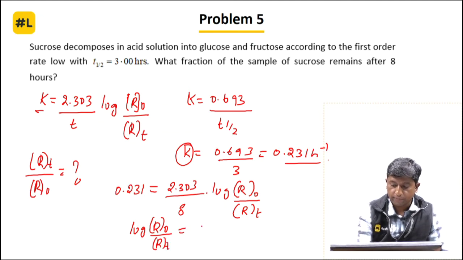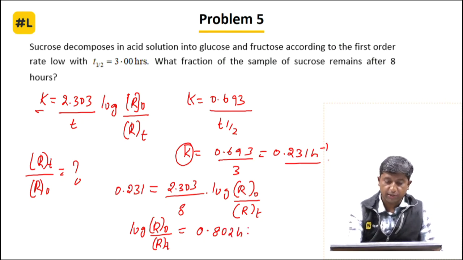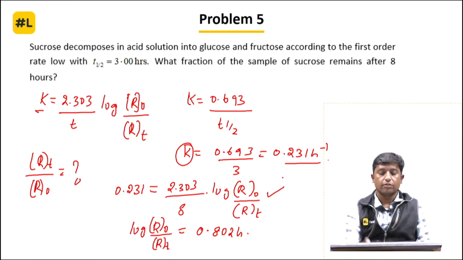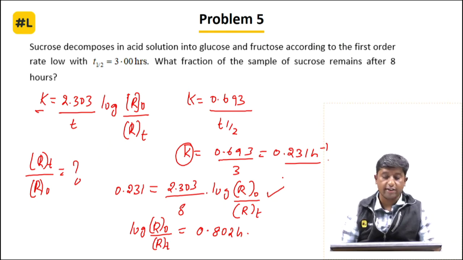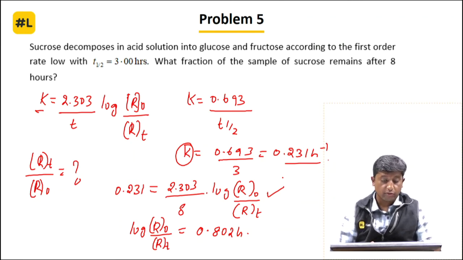will be equal to 0.8024. Students, if you simplify this particular equation which I have written, you will get log of R naught by RT equal to 0.8024. But what are we supposed to calculate here? We need to calculate RT by R naught.